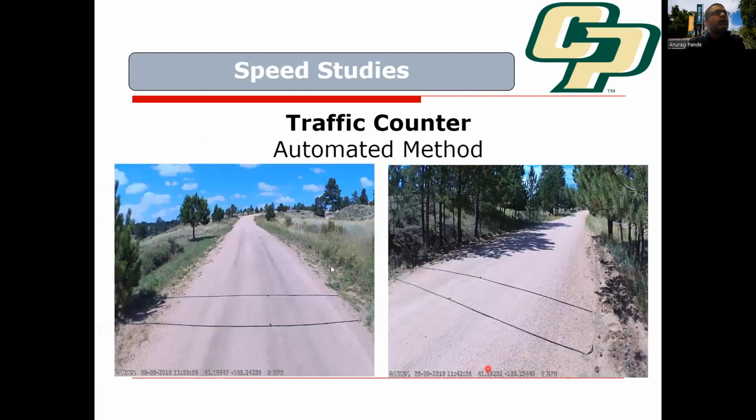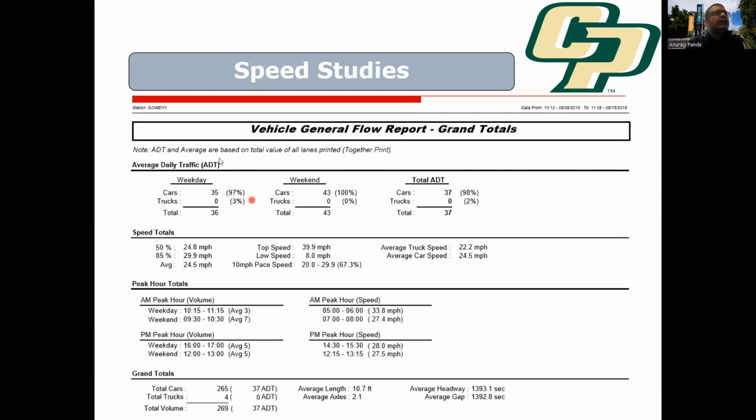For the automated method, sometimes we'll put the tubes here, and those tubes can count the traffic for you and can get some speed data as well as the vehicles pass over them. Vehicle general flow reports can then automatically report the 50th percentile speed, 85th percentile speed, average speed, 10 mile per hour pace. We'll talk about all of these, the lowest speed, the highest speed, and all of that.